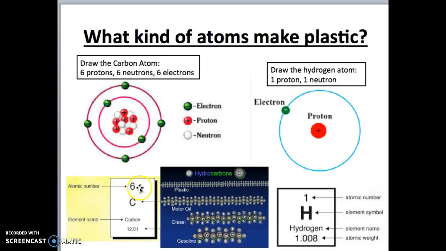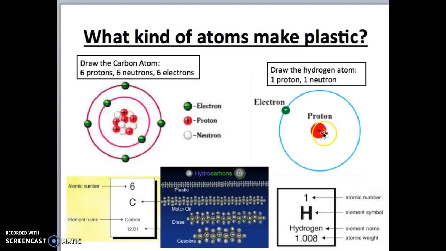If you look at the periodic table of elements box, you can match the number of protons with the atomic number. So 6 protons, so there's a 6 in the atomic number. And so you can make that connection there.